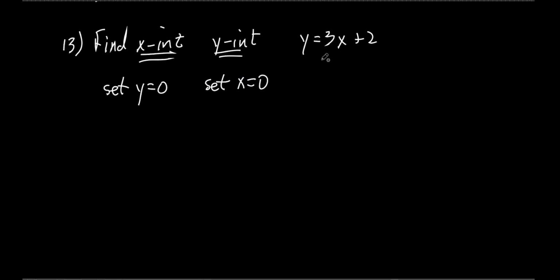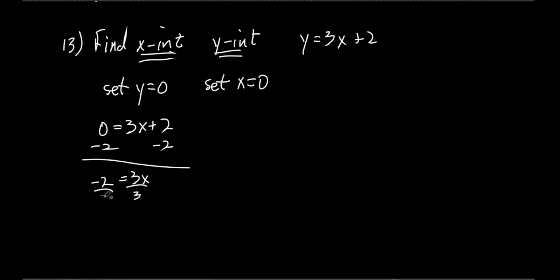So if we were going to do this problem, I'll do it super quick. Set the y equal to 0. So 0 equals 3x plus 2. Subtract 2 from both sides. That's a negative 2 equals 3x. Divide by 3. Divide by 3. So x is negative 2... whoops, negative 2/3.